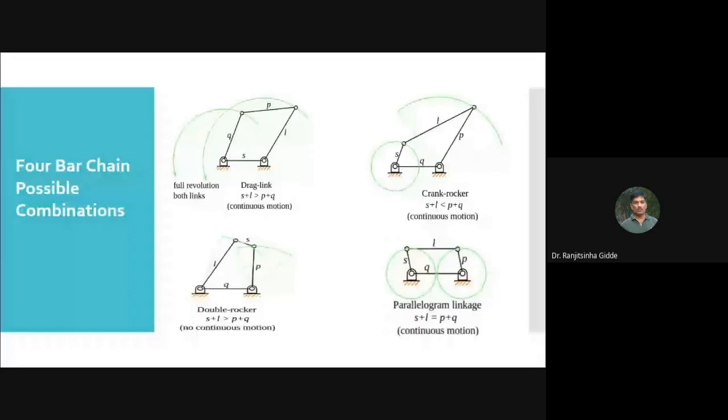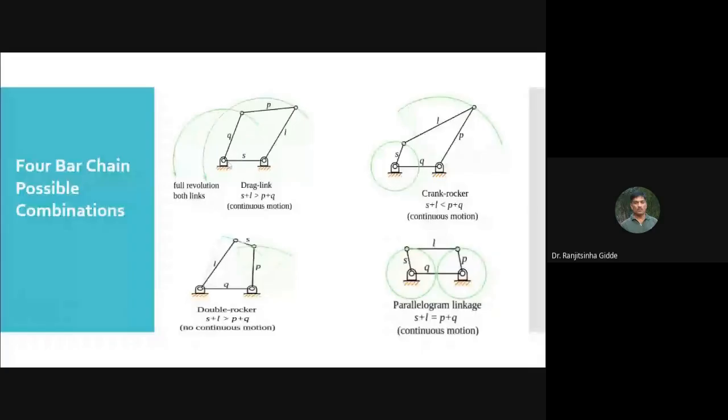Again, this Grashoff's law can be seen with respect to these 4 line diagrams. The 4-bar mechanism consists of 4 links, 1, 2, 3 and 4. Here at this point there is a turning pair, at this point there is a turning pair, and at this point there is a turning pair.